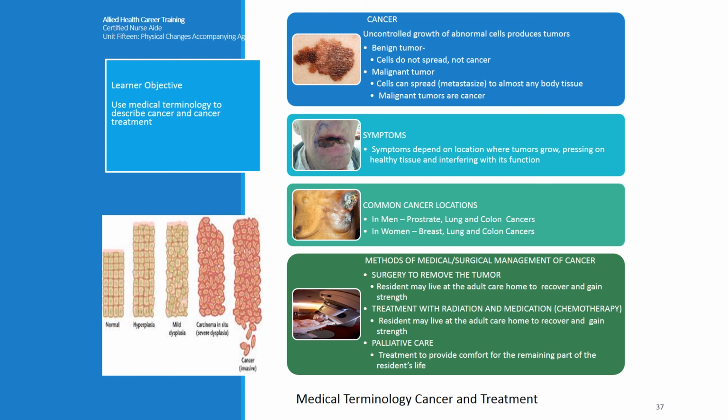One of the things that we're going to talk about, a condition that sometimes happens in older adults, is cancer. Cancer is an uncontrolled growth of abnormal cells that produces tumors. Now, tumors can be benign or malignant. The benign tumors are non cancerous and they do not spread. The malignant tumors are cancerous and they will spread or metastasize to almost any body tissue.